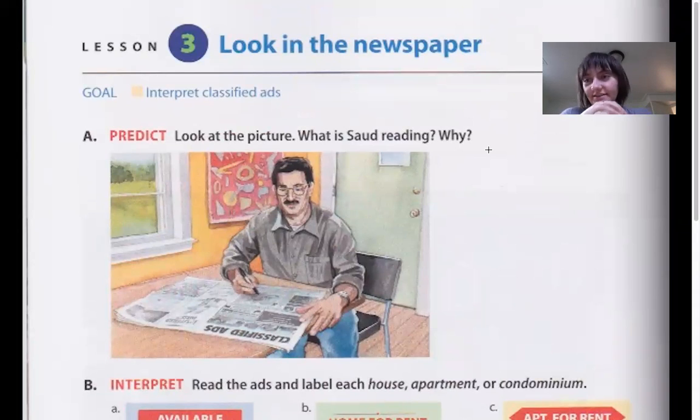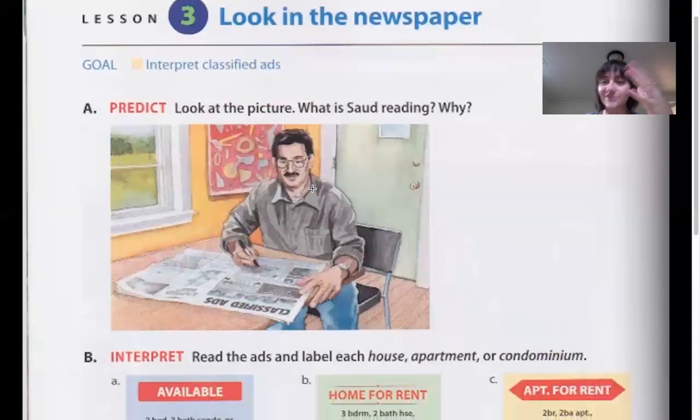So today's lesson, we're going to be talking about looking for housing, right? Looking for houses in newspapers. So let's go through this, yeah? This first part wants you to look at the picture and guess what he's doing. When somebody looks in the classified ads, they're looking for things that are for sale.